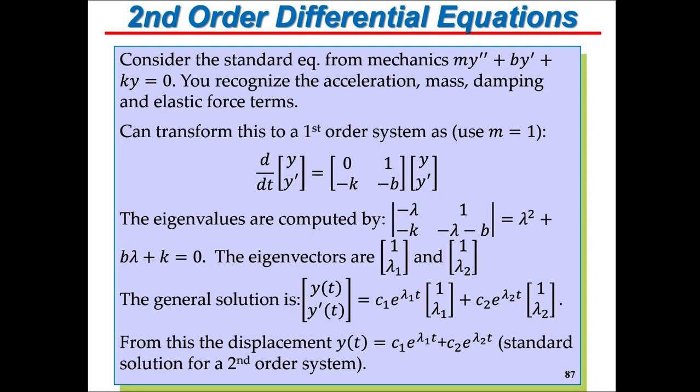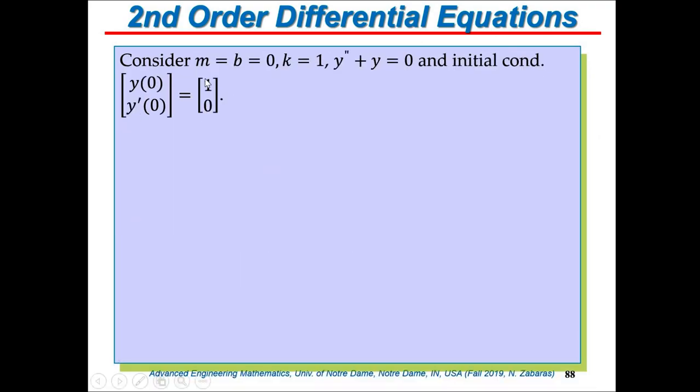Okay, so let me start plugging in some particular values for the damping coefficient and the elastic constant k to discuss a particular case. In this case, I take that the damping is 0. Actually, this is wrong here. So m is still equal to 1. So we need to correct this. So the damping is equal to 0 and k is equal to 1.